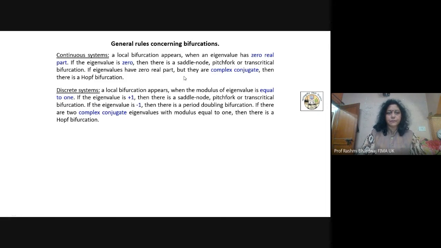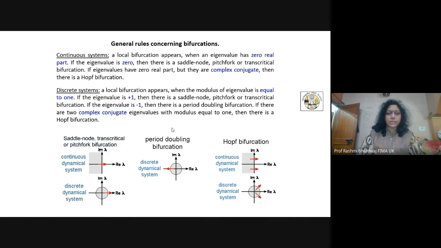In case of a discrete system, a local bifurcation appears when the modulus of the eigenvalue is equal to 1. If the eigenvalue is plus 1, then you have a saddle node, pitchfork or transcritical bifurcation. If the eigenvalue is minus 1, then you have a period doubling bifurcation. And if there are two complex conjugate eigenvalues with modulus equal to 1, then there is a Hopf bifurcation. So this is a simple rule for continuous and discrete systems.